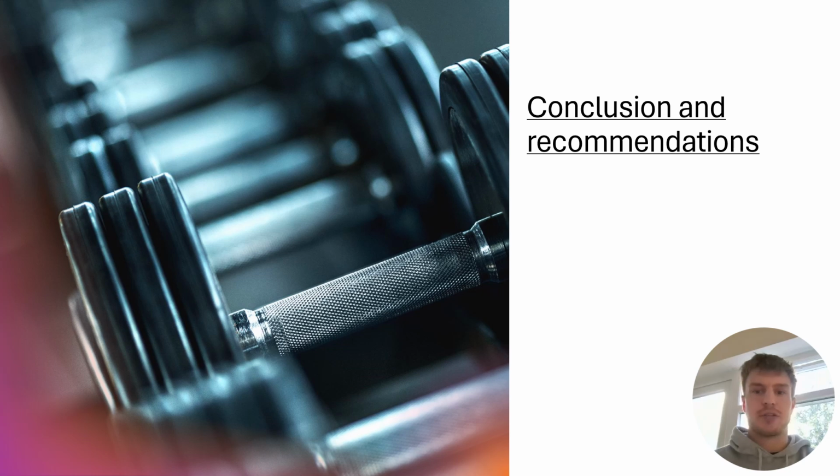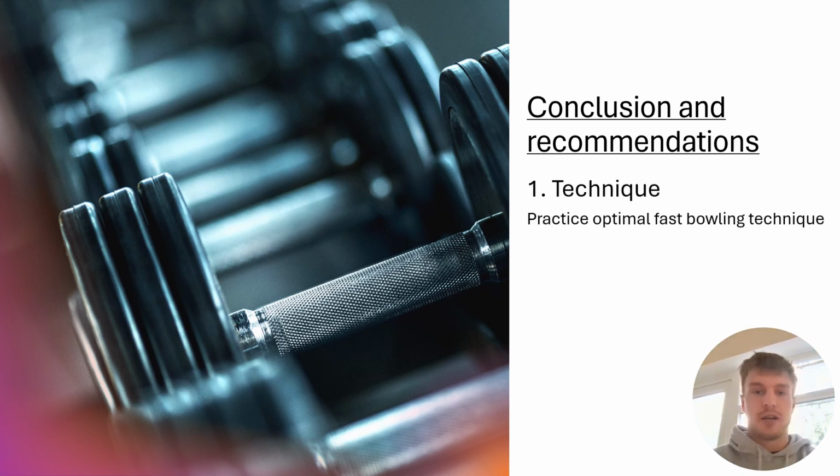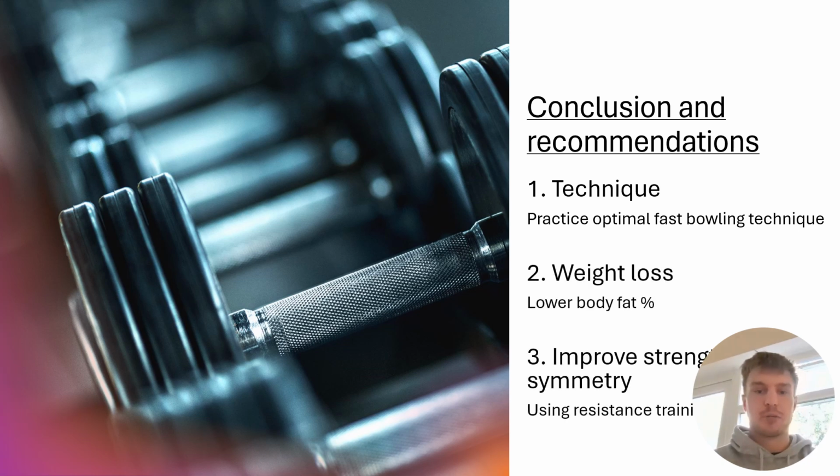Conclusions and recommendations. Athlete X must consider improving their technique. Weight loss will benefit not only the counter-movement jump and yo-yo scores due to an increased power-weight ratio, but bowling technique may change and become more efficient due to physiological changes. Finally, making Athlete X's strength more symmetrical will improve functional capacity and reduce the likelihood of overuse injuries.